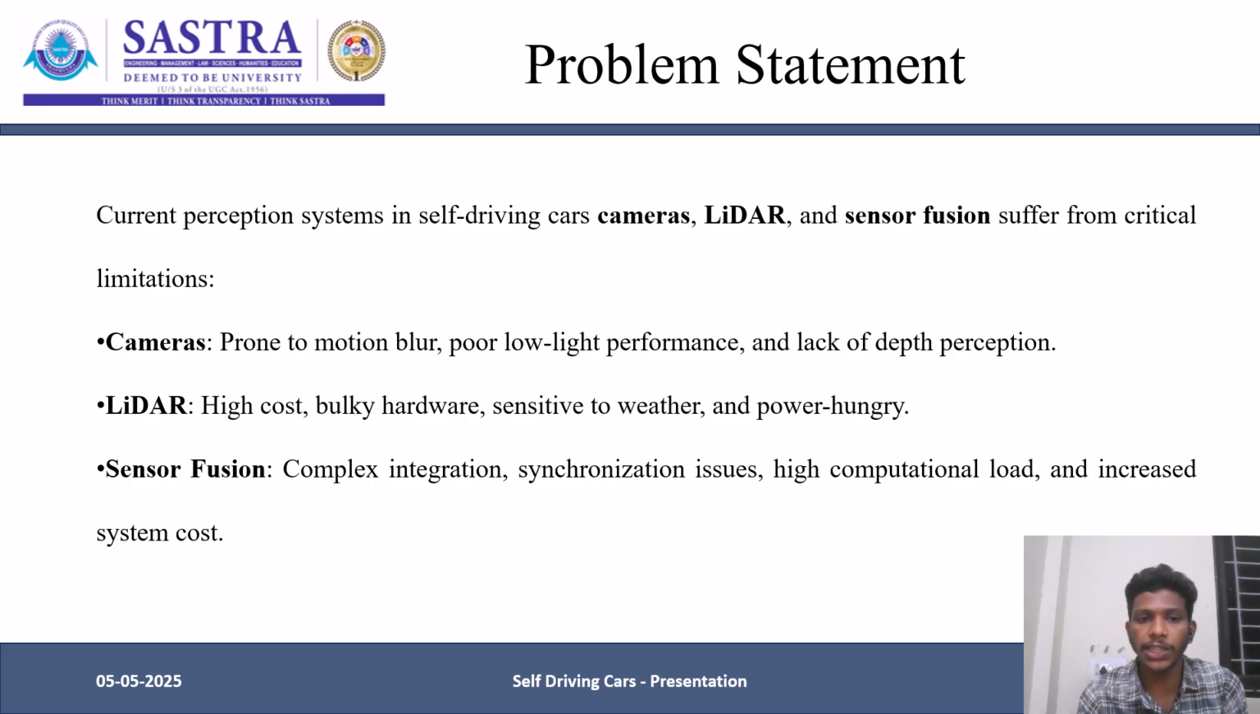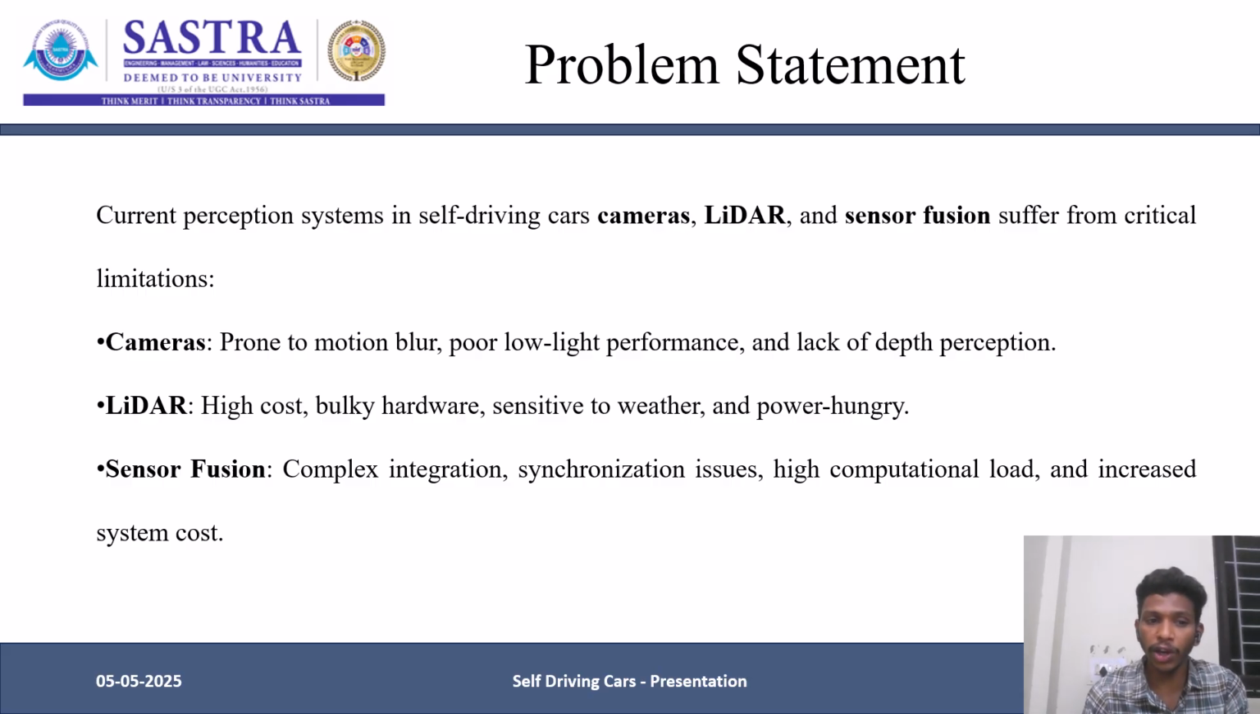That is, current perception systems in self-driving cars, like camera, lidar, and sensor fusion, suffer from crucial limitations. Cameras have poor performance in low light conditions, lack depth perception, and are prone to motion blur at far distances. The lidar system is high cost and weather sensitive, and it needs to move. It can consume more power for the data pre-processing work.